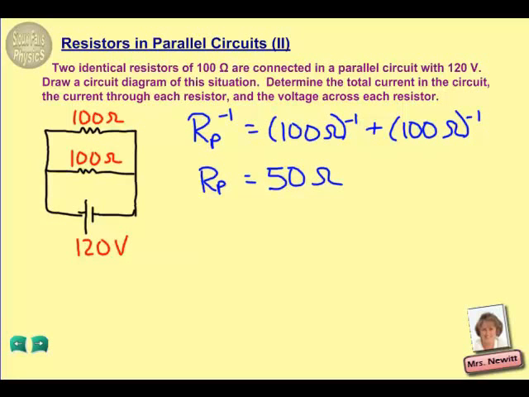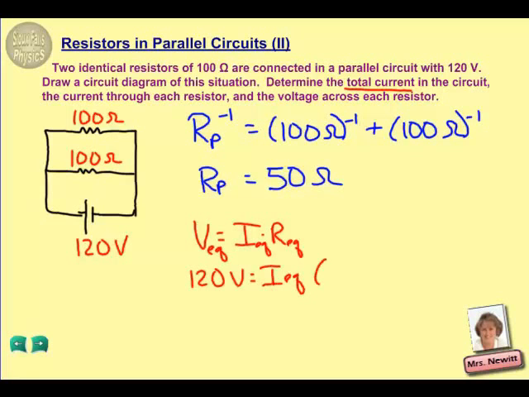Now that will allow us to first determine the total current, which is our first unknown on the list. Again, we'll be using Ohm's law, and we want to start by applying that to the entire circuit. So 120 volts. The current is our unknown, and 50 ohms as our resistance gets us an equivalent current, or a total amount for the circuit, of 2.4 amps.